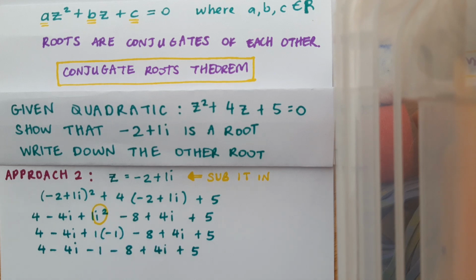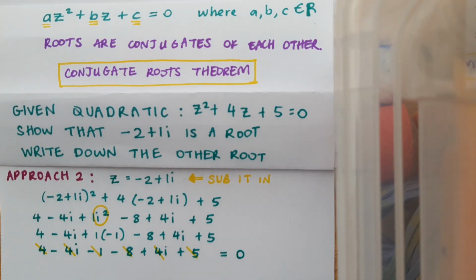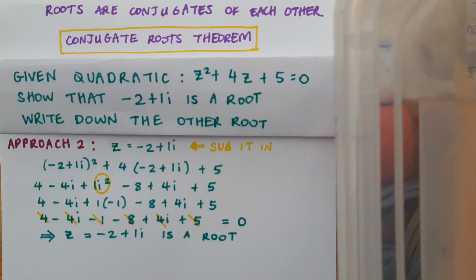And on inspection then I can see that my real terms, when I put them together, 4 minus 1 is 3, minus 8 is minus 5, plus 5 is 0. So these all effectively cancel out. And minus 4i plus 4i is also 0. So this confirms that z is in fact a root.